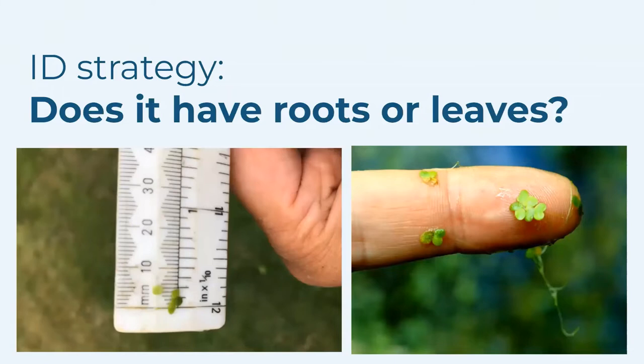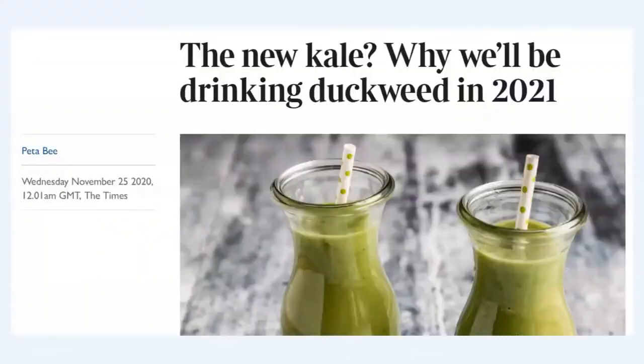Don't use your finger until you're sure. Pull a little bit of it out and take a look at it. If you're seeing roots, like you can see in the right image, or leaves, then you know it's not cyanobacteria, but either duckweed or an aquatic plant. And once again, you don't have to worry about those cyanotoxins. So fabulous.